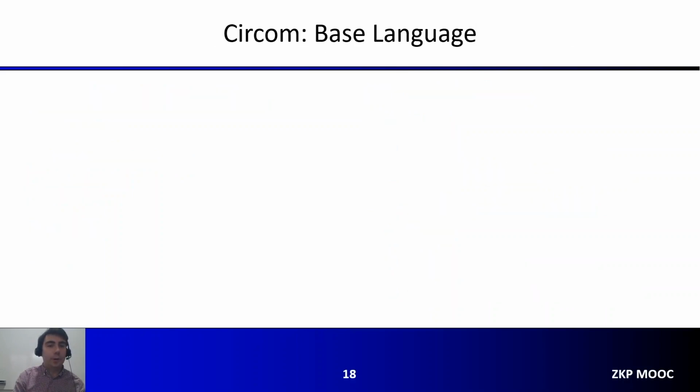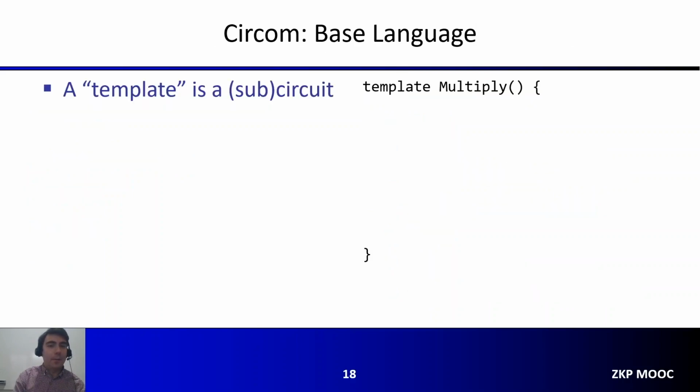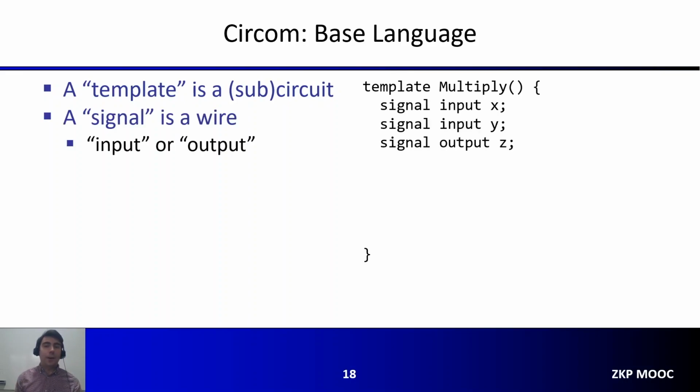So let's look at a small Circom example. In this example, we're just going to be multiplying two field elements. The way that you create a template, the way that you create a circuit in Circom is using the template keyword. So here we say template Multiply, and then we have the body of the template. Multiply here is the name. Inside our template, we start by declaring the inputs and outputs to our template. So a signal in Circom is a wire or an R1CS variable, and we have two input signals, x and y, and then one output signal, z.